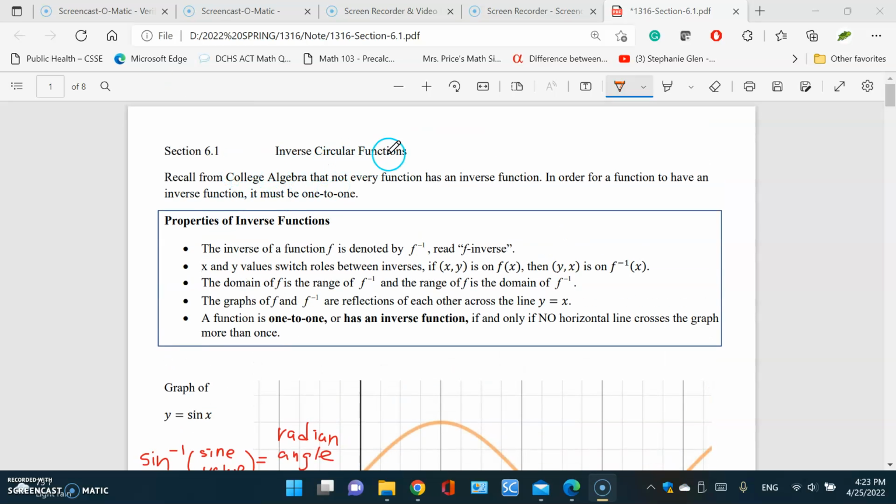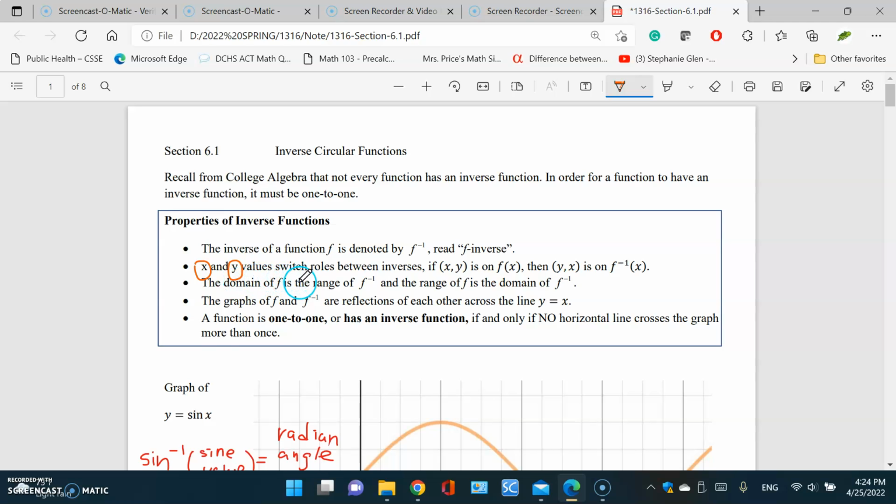6.1 Inverse circle function. The property of the inverse function is the same as in algebra. The way we define the inverse function, we put a power -1 on the top right corner, and we call that f inverse. The idea of the inverse is the input x and the output y swap when you are finding the inverse function. So the domain will change to the range, and the range will turn to the domain.